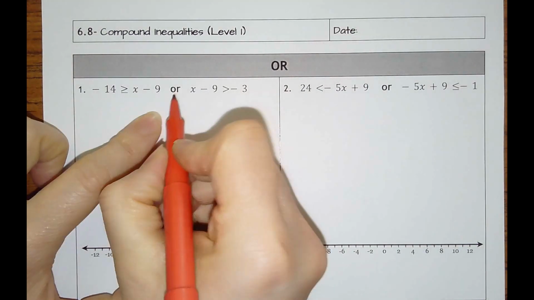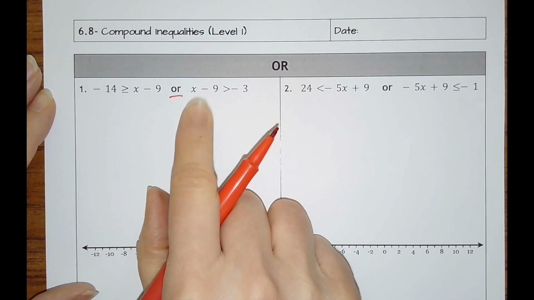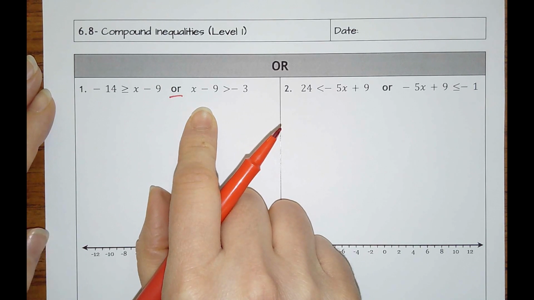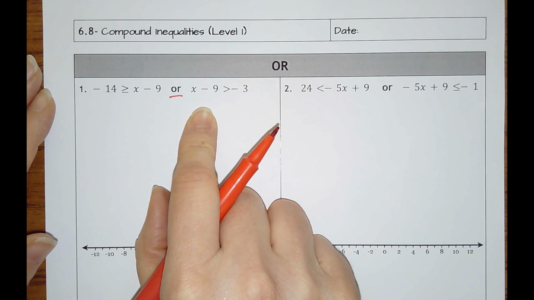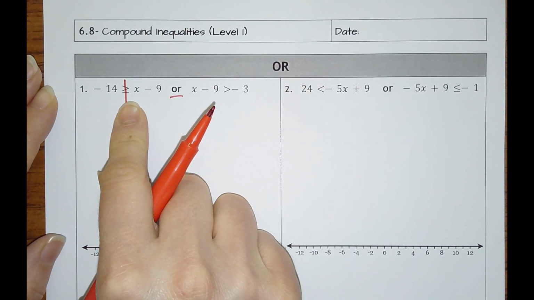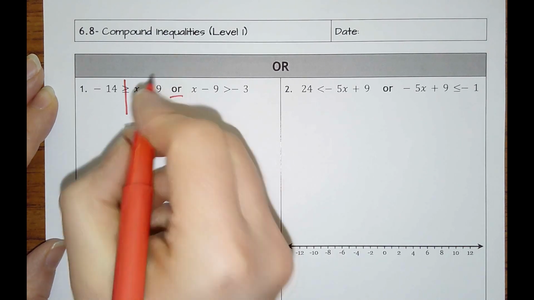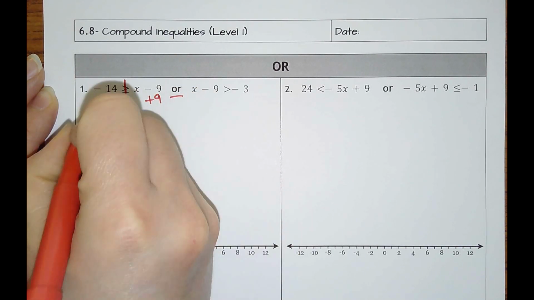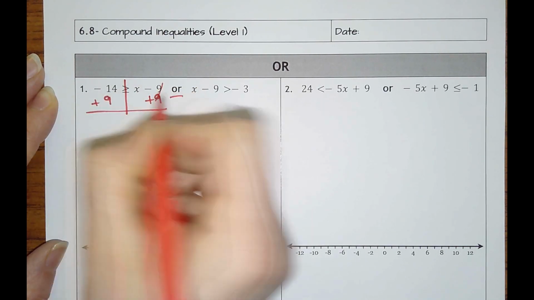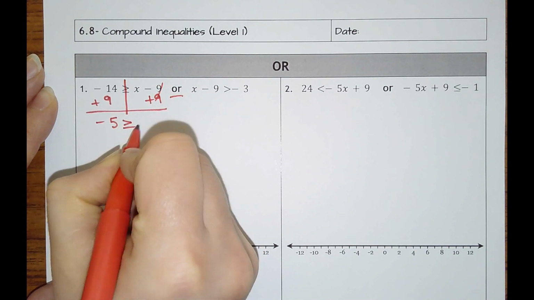See the word right here? Saying that x could be something out of here, some kind of answer, or x could be this. All we're doing is solving these two separate inequalities, just like we have the whole time. So the first one, I'm going to draw my line down through my symbol. It seems to help some of you. X is over here on the right. It's x minus 9, so I'm going to add 9 to both sides. Negative 14 plus 9 would be negative 5 is greater than or equal to x.